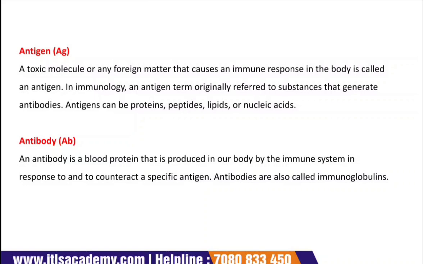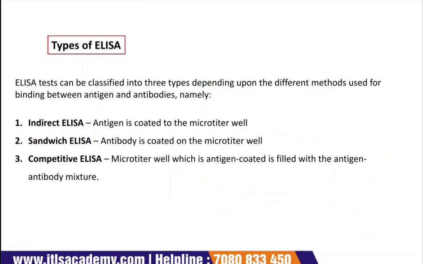So an antibody is a blood protein that is produced in our body by our immune system in response to a specific antigen, meaning antibodies counter-react with the antigen. Now let us understand the different types of ELISA one by one.